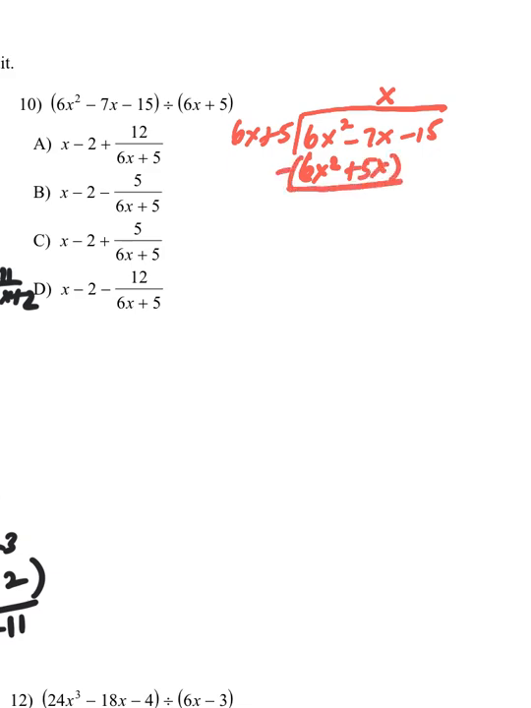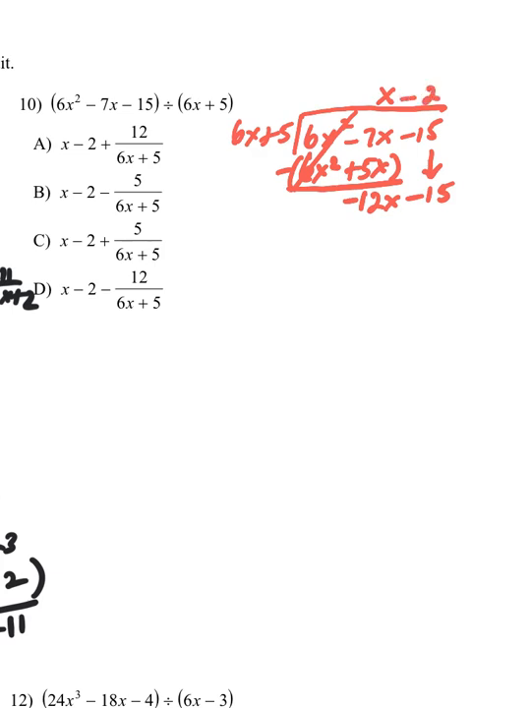You're going to subtract. 6x squared minus 6x squared, that's 0. Negative 7x minus 5x gives you negative 12x minus 15. That's what you bring down. So what do you multiply 6x by to get negative 12x? It's going to be minus 2.